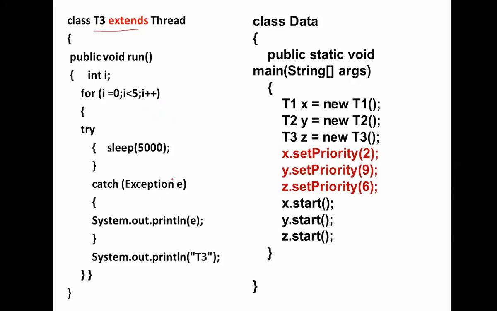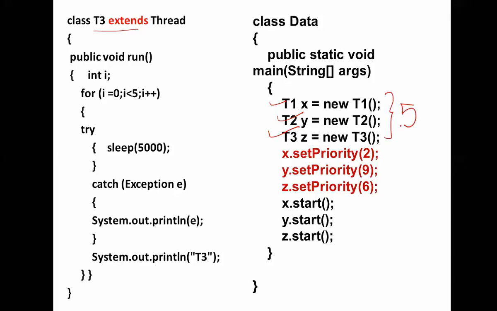Now what I'm going to do is I'm going to create an object over here. So what I do is I'm creating 3 objects. T1 x is equal to new T1. x is an object of class T1. So this is a thread of class T1. y is a thread of class T2. z is a thread of class T3. Over here, when I create these threads, the default priority set is 5.